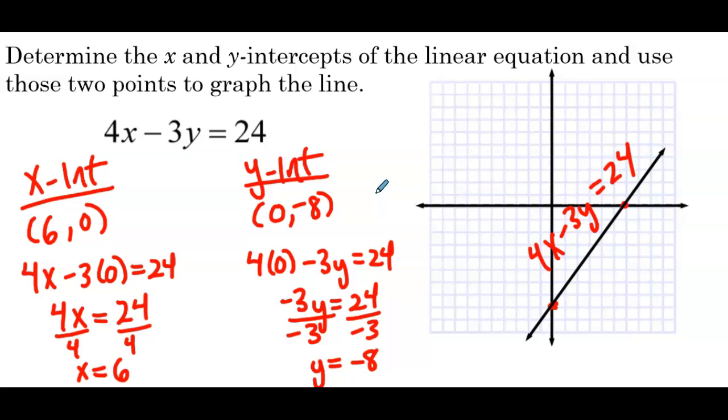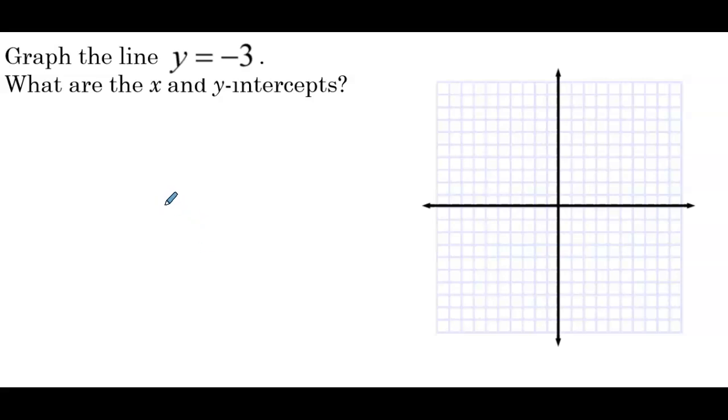Now, what happens if a line doesn't have an x-intercept or it doesn't have a y-intercept? What is that line going to look like? So let's take a look. Graph the line y equals negative 3. Okay, if we think about this line, there's no x variable in this equation, so we're plotting all the points that have a y-coordinate of negative 3. So, for instance, (0, -3) is one of them, and then (3, -3), and (-4, -3). Any point that has a y-coordinate of negative 3, we're going to plot on this line.